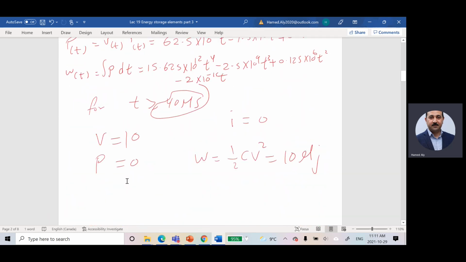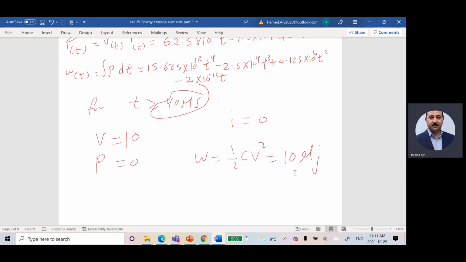So I said the work is equal to half multiplied by 0.2 micro, multiplied by V squared. So I have half times 0.2 micro multiplied by V, which is 10 squared. It gives me 10 microjoule. And that point on the previous curve is like a line.